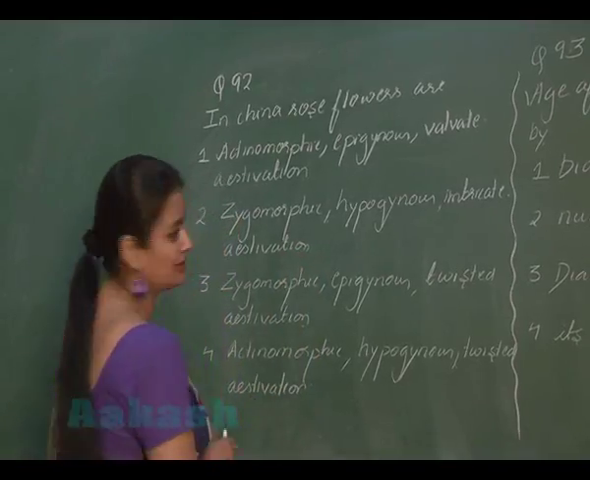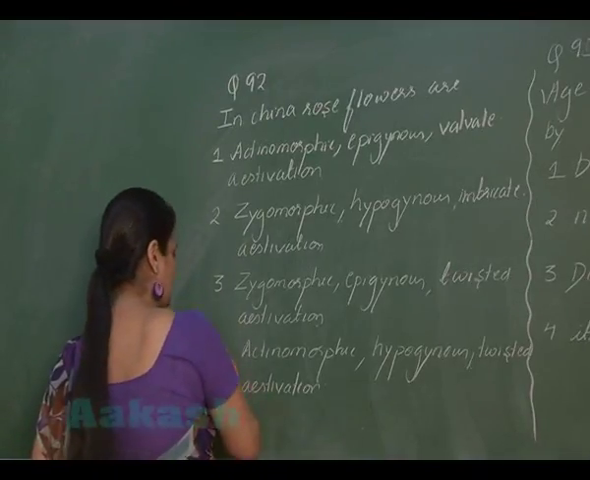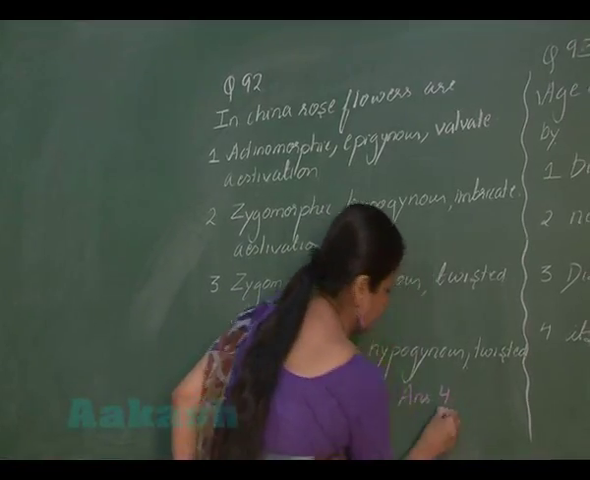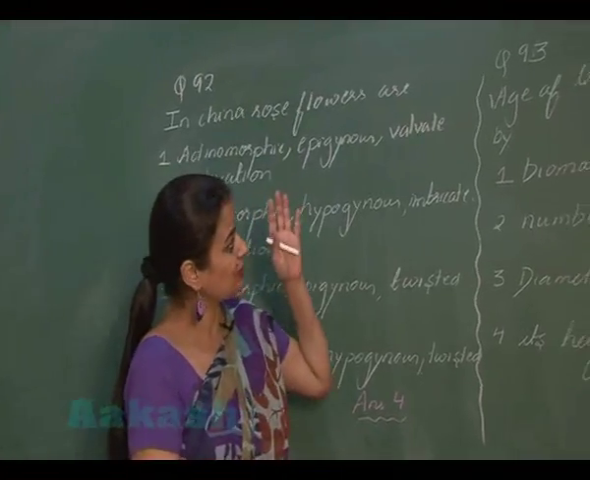So it means actinomorphic condition, hypogynous flower, and twisted aestivation are present in the China rose. So we have to select the correct option amongst these four options. The correct one is the fourth. It means in this question the right answer is the fourth one. Okay, now let's see question number 93.